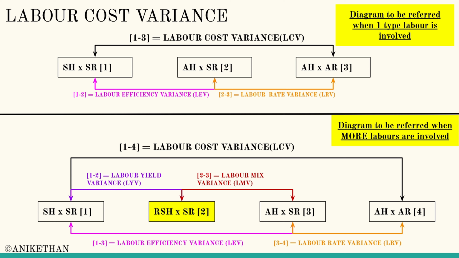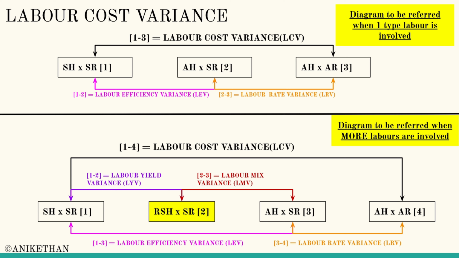Similarly, when there is a mix of labors given, what type of mix can you get? Skilled, semi-skilled or unskilled. These are different types of labor. Like in the material cost variance you have different materials, here you have different types of labors. Or it can be men and women. Like this you will get the types of labors.